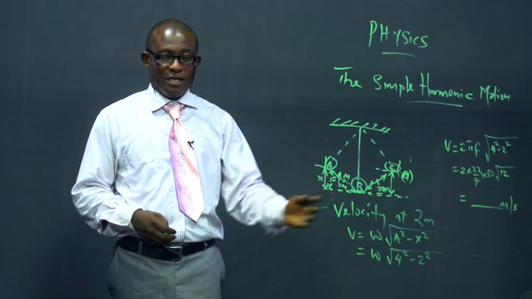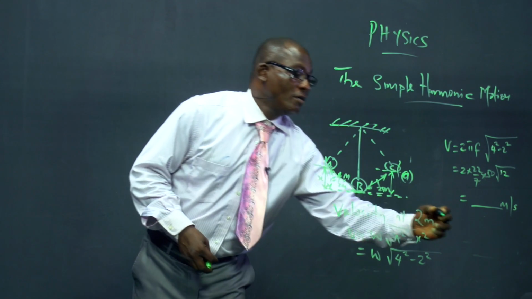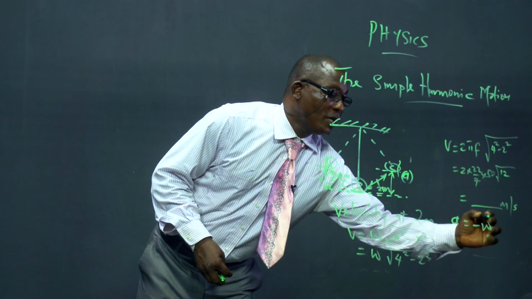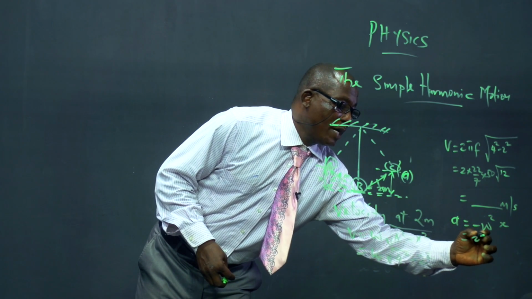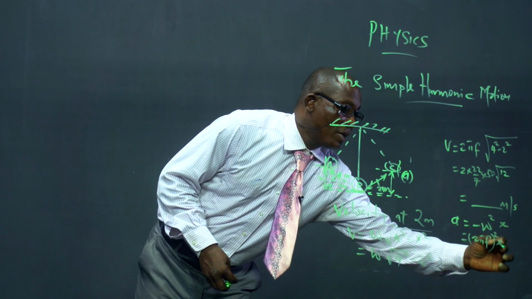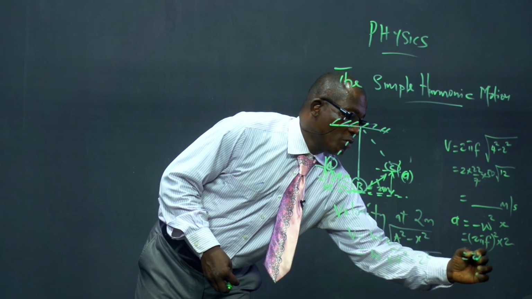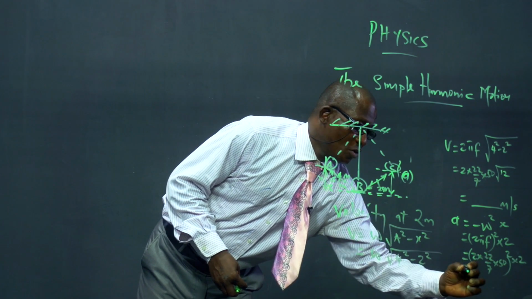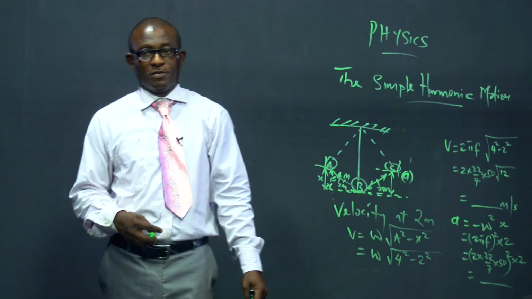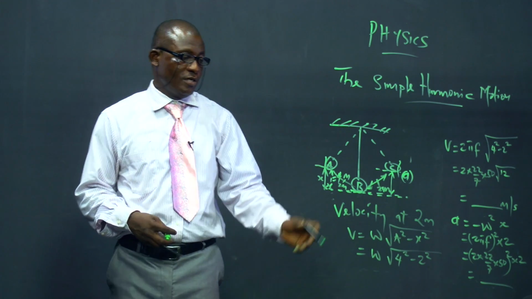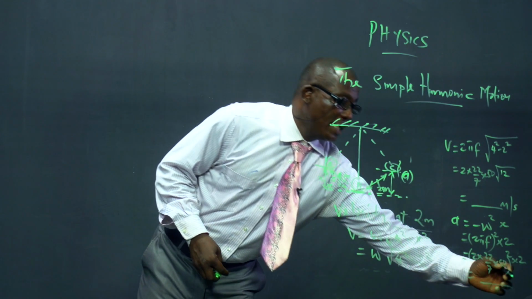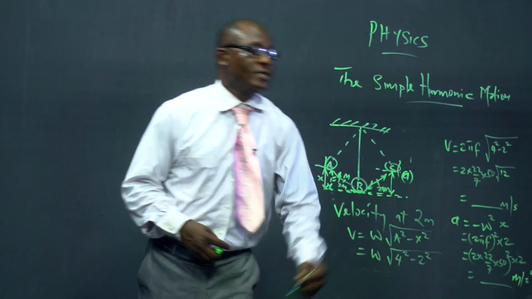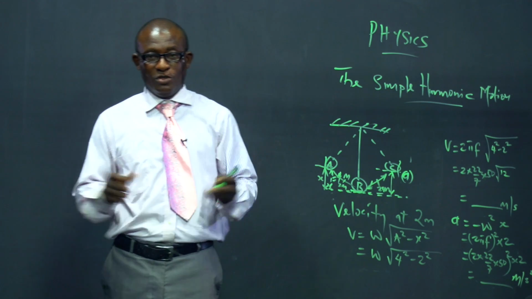The last part is acceleration. The formula for acceleration is minus omega squared x. That will give us 2 pi f squared multiplied by 2. And that is 2 multiplied by 22 over 7 by 50, all squared, by 2. So this gives the acceleration at 2 meters from the center. Acceleration is in meters per second squared. Students, we have been able to see a complete solution here to this standard question.